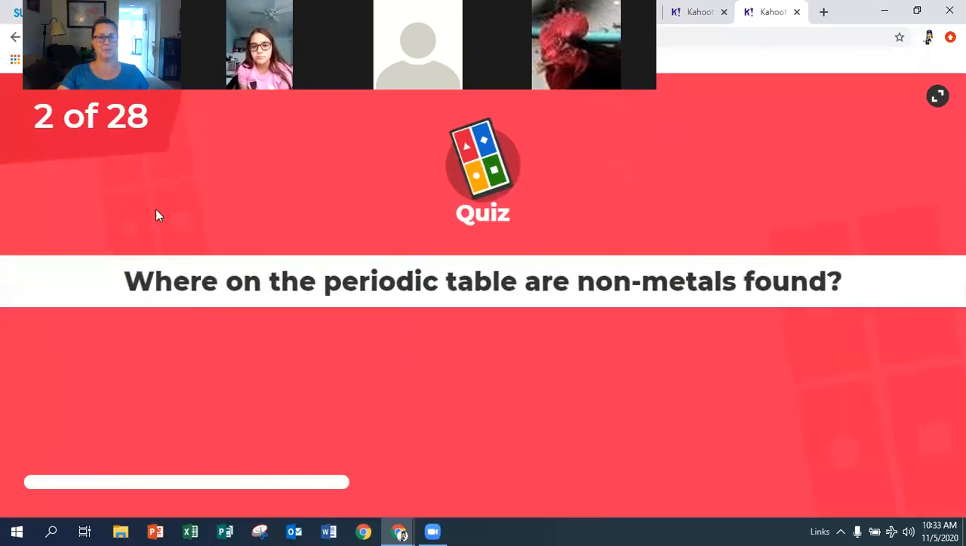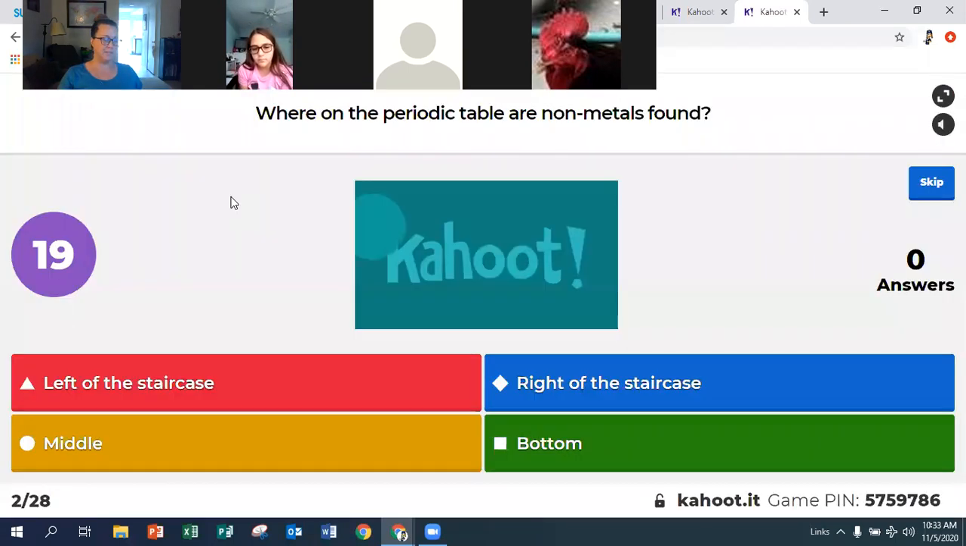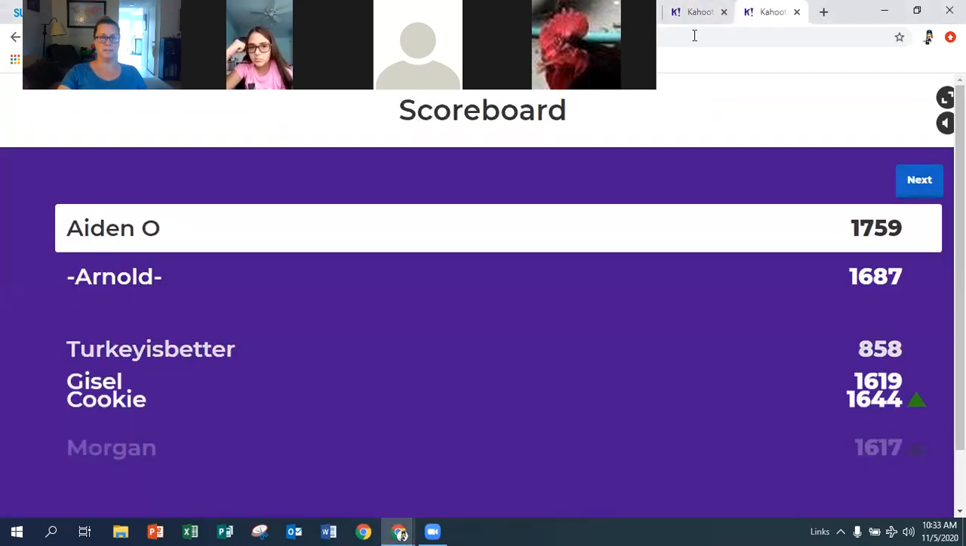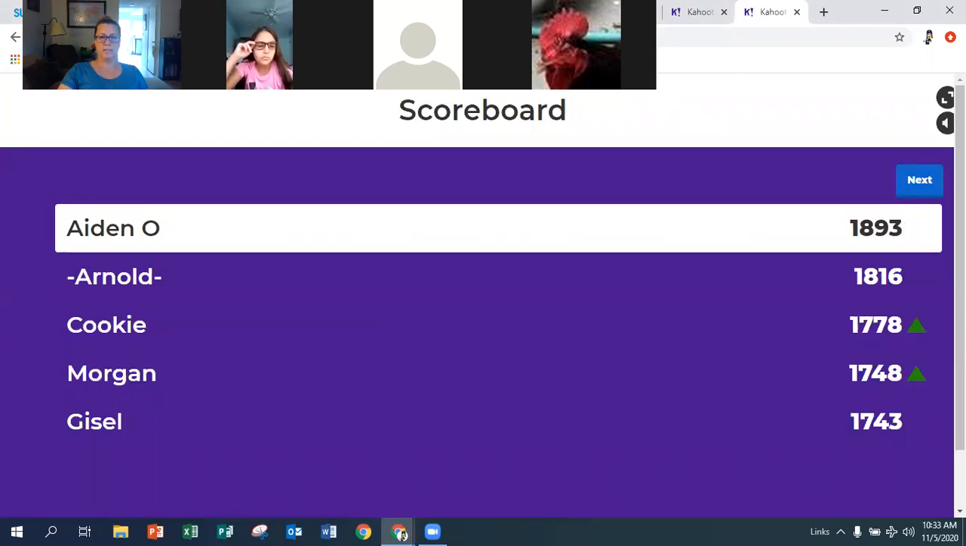Question 2. Where on the periodic table are non-metals found? And don't forget that your inert gases are also non-metals. They're special non-metals. Remember, those are the kids at the party that are fine on their own. The non-metals are found to the right of the staircase.